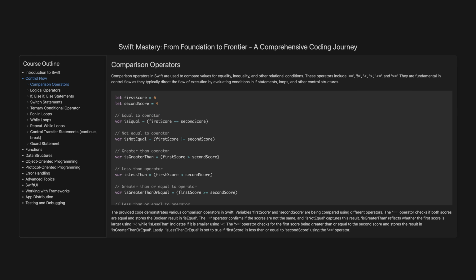Comparison operators. Comparison operators in Swift are used to compare values for equality, inequality, and other relational conditions. These operators include equal to, not equal to, greater than, and less than. They are fundamental in control flow as they typically direct the flow of execution by evaluating conditions in if statements, loops, and other control structures.